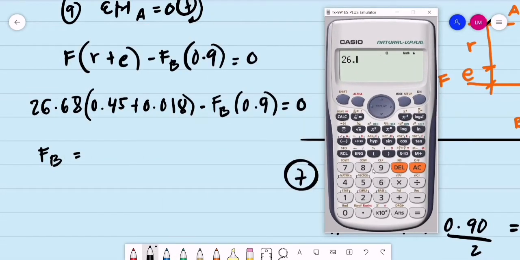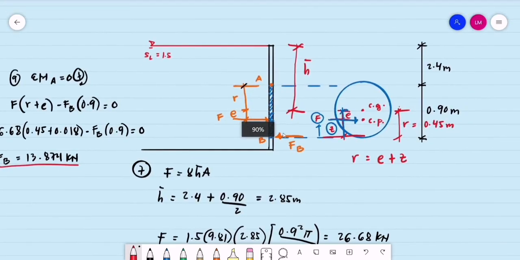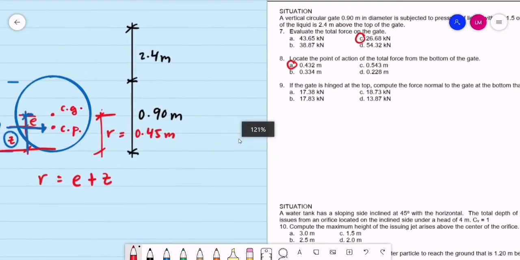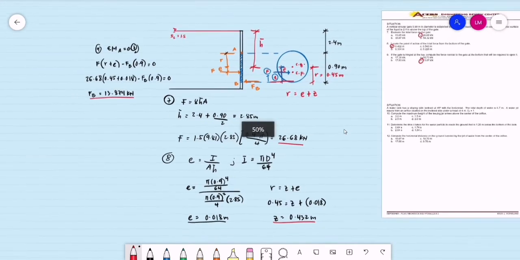ito yung 26.68 times 0.45 plus the eccentricity, 0.018. Ito be divided by 0.9. It's 13.874. 13.874 kilonewtons. So, check natin yung value na to sa question number 9 if we have that value. Okay, so that will be letter D, 13.87. So this will be our solution for problem 7 to 9.